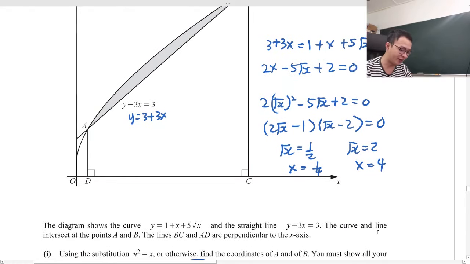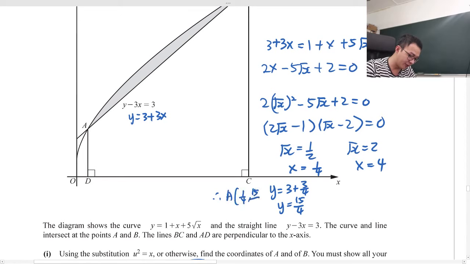So I will find the y value as well over here. So y equals 3 plus 3 over 4. So y is basically 15 over 4. So therefore I already found my coordinate A. My coordinate A is 1 over 4 and 15 over 4.